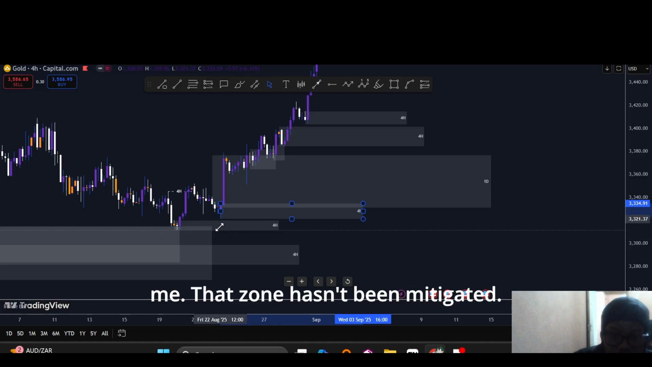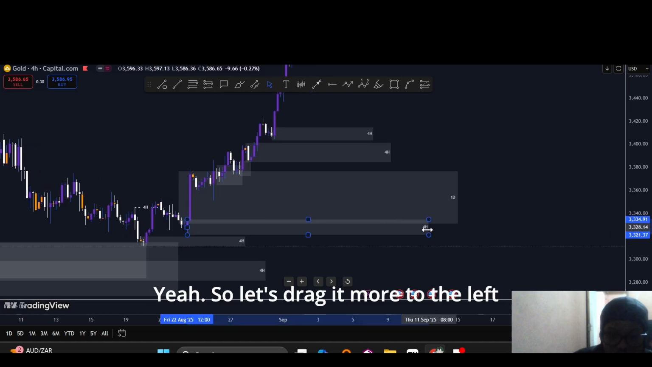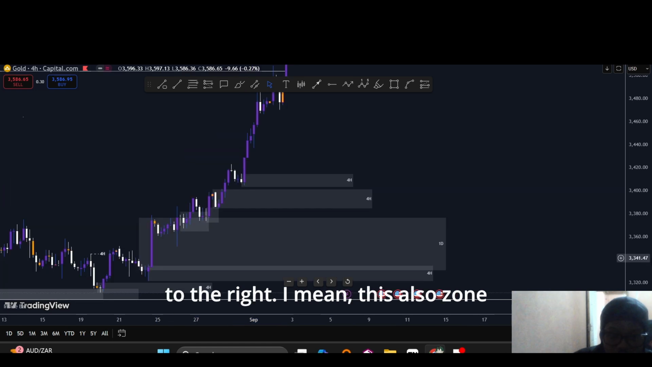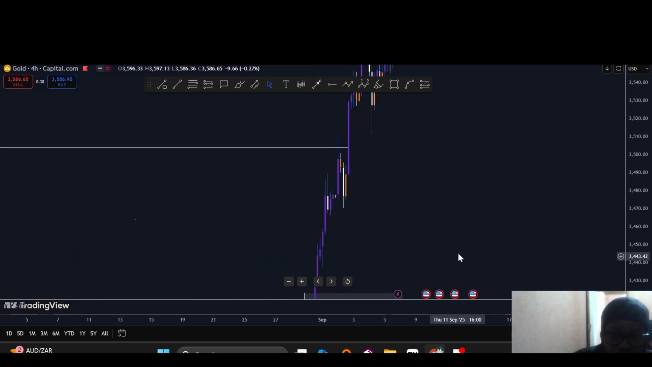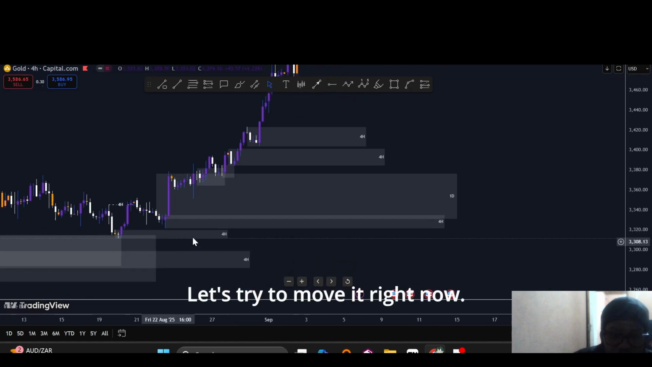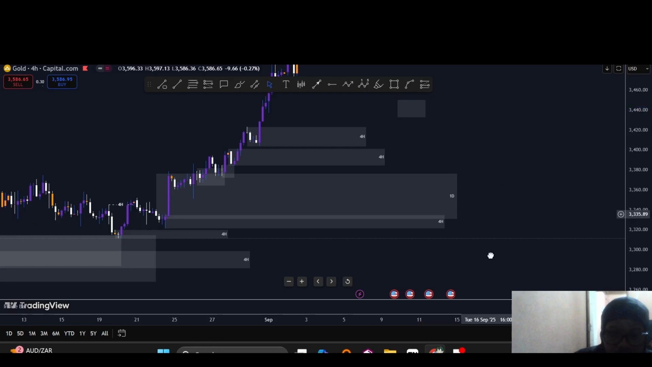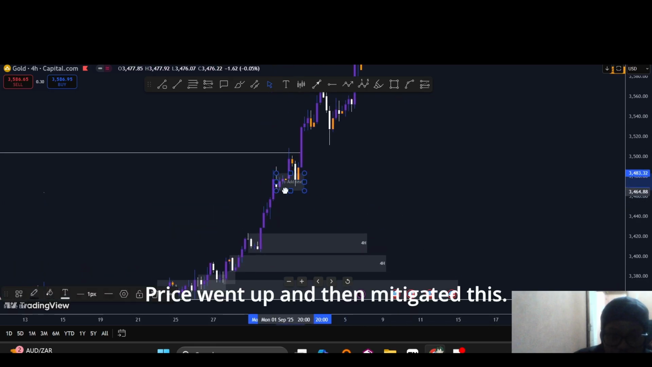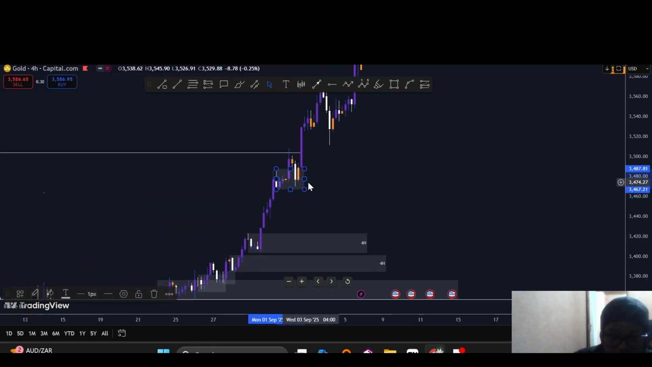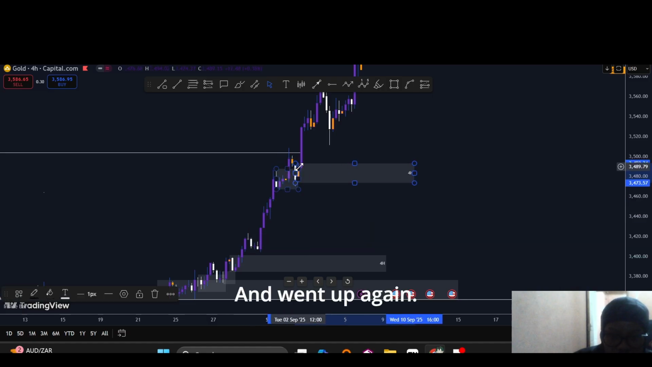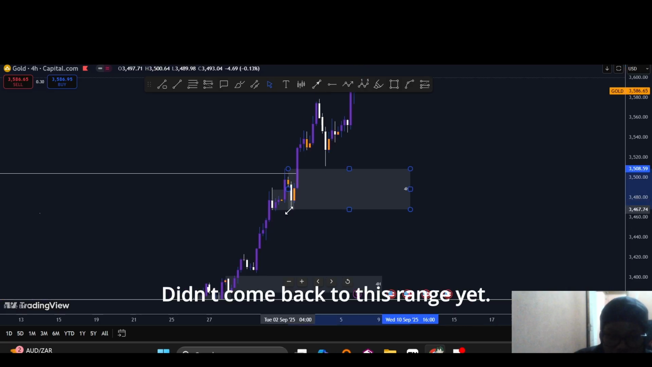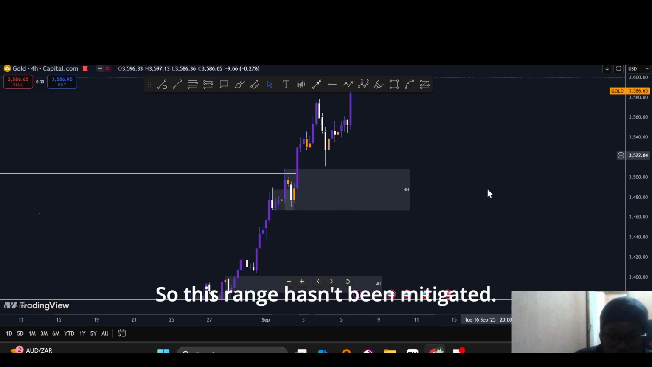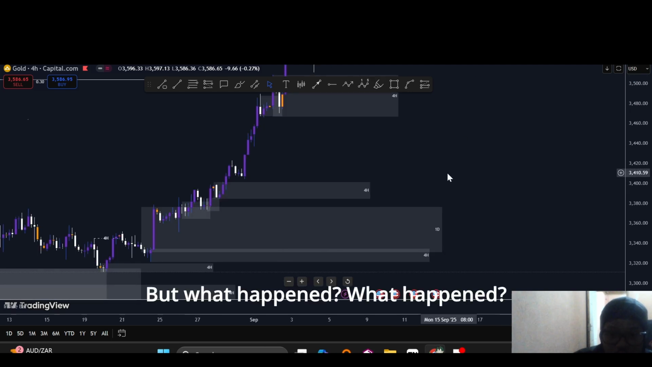That zone hasn't been mitigated. So let's drag it more to the right. This zone also hasn't been mitigated. Let's try to move the price now. So price went up and then mitigated this, whatever is going on here. Then went up again. Okay, it didn't come back to this range here, so this range hasn't been mitigated. But what happened?